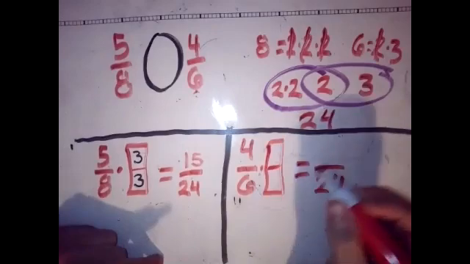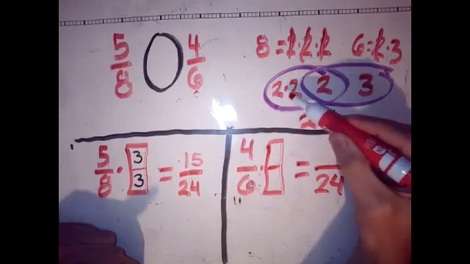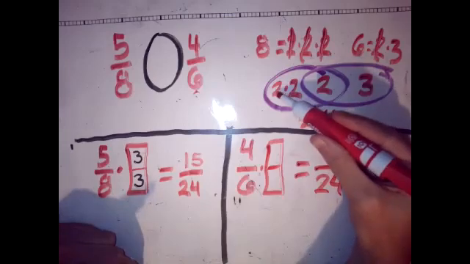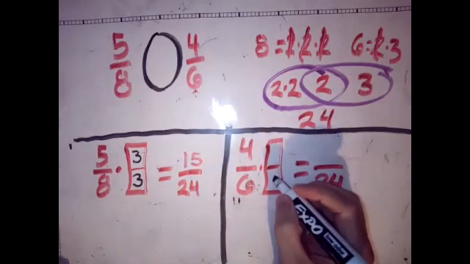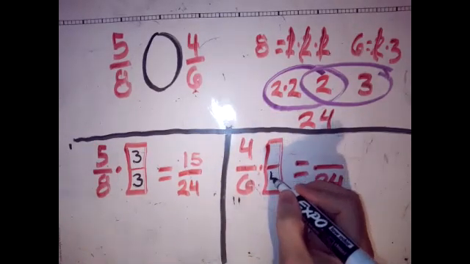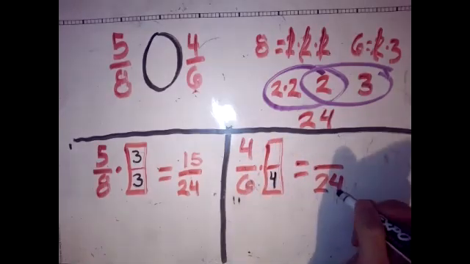And I'm going to look back up here and say, well, my 6 had the 2 and the 3, but both of these 2's weren't in the 6. So 2 times 2 is 4. So that is the missing number in my denominator. 6, and I can check it. 6 times 4, yep, that is 24.